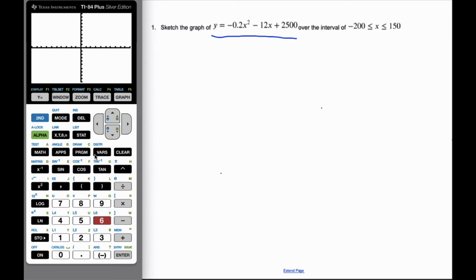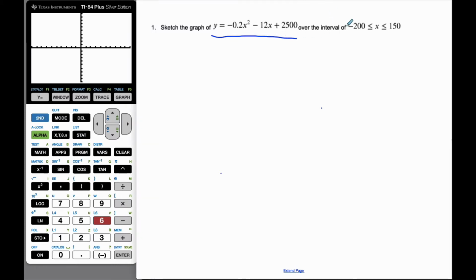So what am I going to do? Well, why don't I read the question a little bit more carefully? Look at this number here. I'm already up to 2,500, which is on the y-axis. But there's also this part of the question here. This here is a hint, actually. This says that the x values for your graph want to be between -200 and 150.